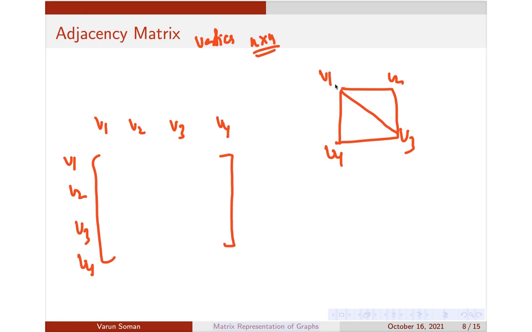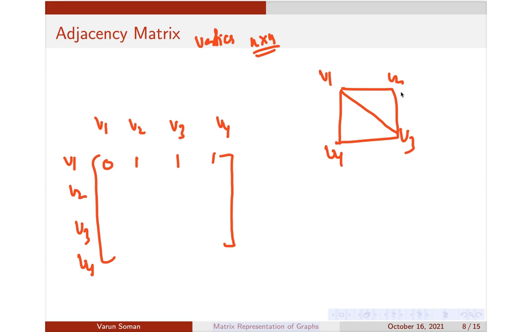If there was a self loop, we can say that an edge is coming out of v1 and reaching v1. In that case, we'll put v1 adjacent to v1 as 1 here. But here there are no self loops, so definitely we'll put 0. Now look at the next one. You can see that v1 is adjacent to v2, so you'll have 1 here. And v1 and v3 are adjacent, so you'll have 1 here. v1 and v4 are adjacent, so you have 1 here.